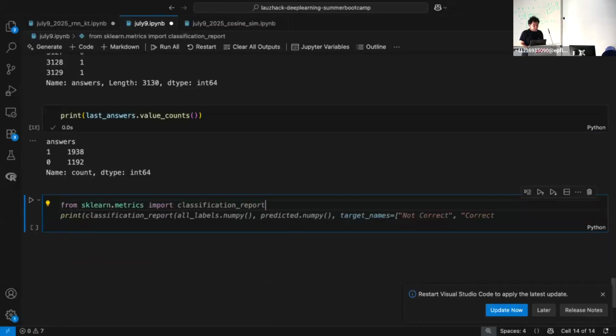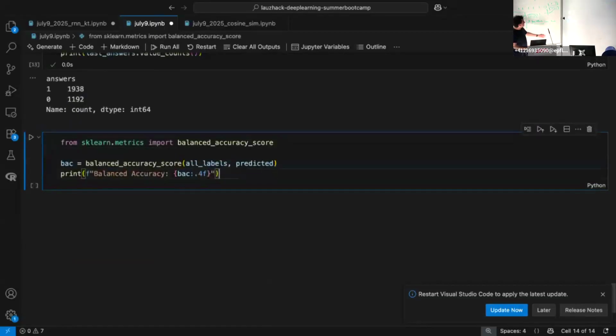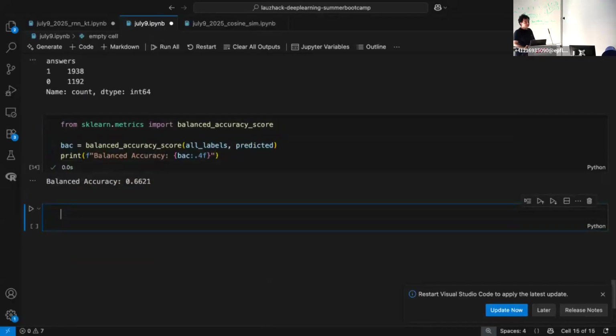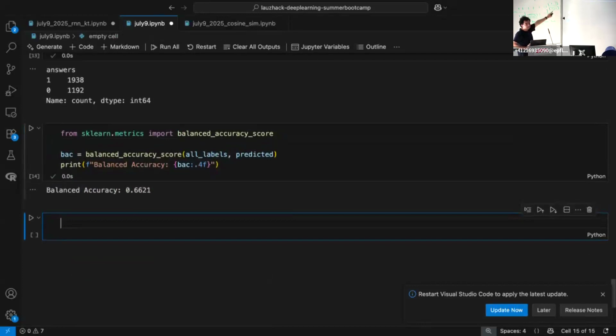That would automatically improve this point for us. Let's calculate this. It's very simple. Instead of accuracy, I wrote balanced accuracy score, right? Simple. And then you can see that it dropped. You see? It was 0.7 something, and now it's 0.6. This is the actual accuracy of the model.